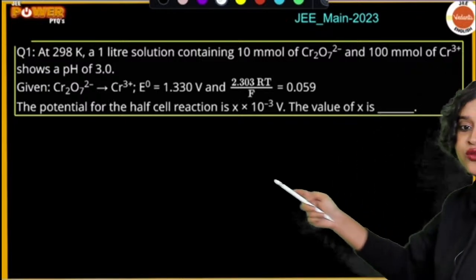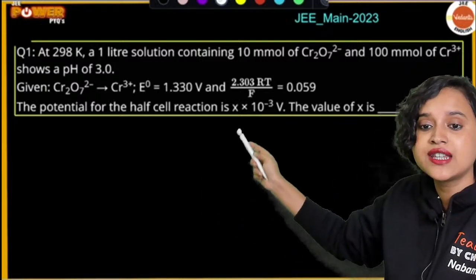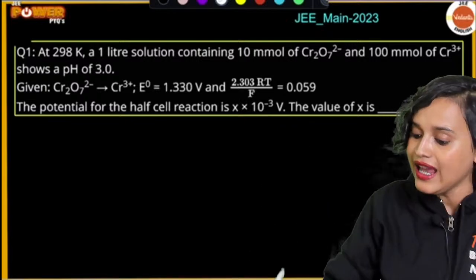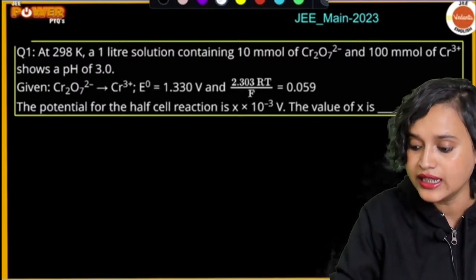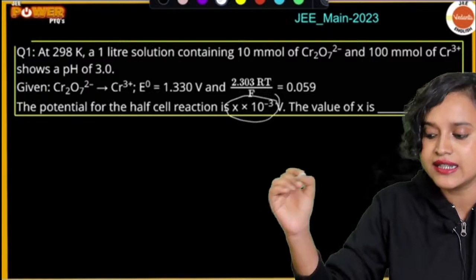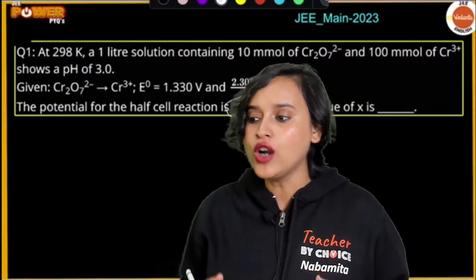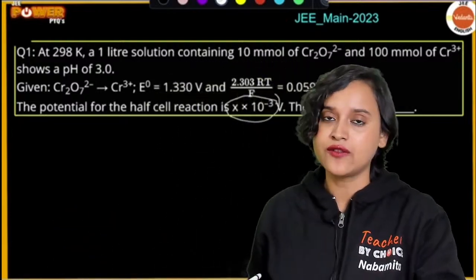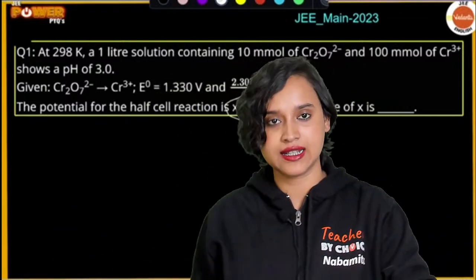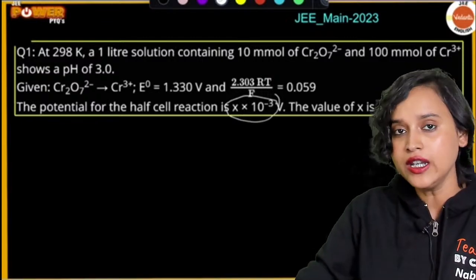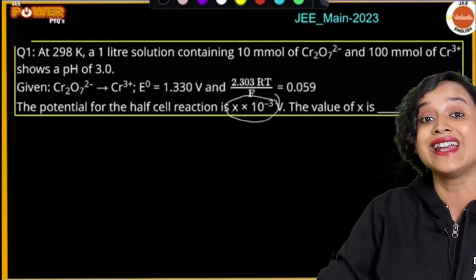Now they are asking you that the potential for the half cell reaction is X multiplied with 10 to the power minus 3 volt. What is the value of X? That is what we have to calculate. So shall we start then? Let us start, everybody. First of all, we are going to write the reaction.